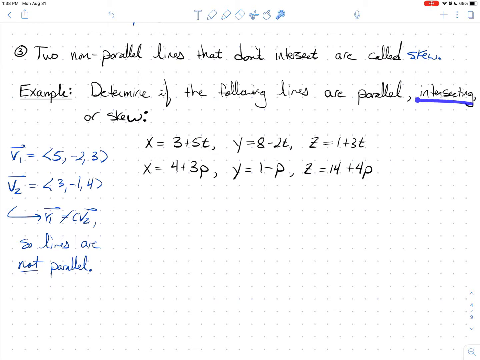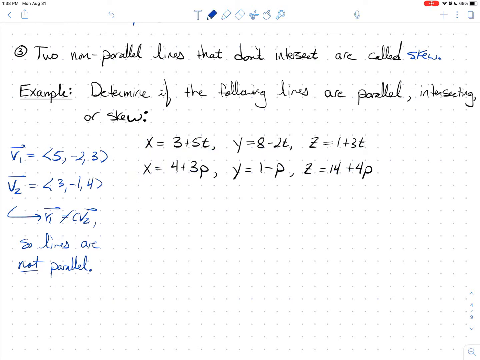What about intersecting? Maybe they actually cross somewhere. If they cross, then there is a point x, y, z that lies on both of these lines, so it satisfies this line and this line. And if x is the same at that point, then I can equate the x's, and I can equate the y's, and I can equate the z's.